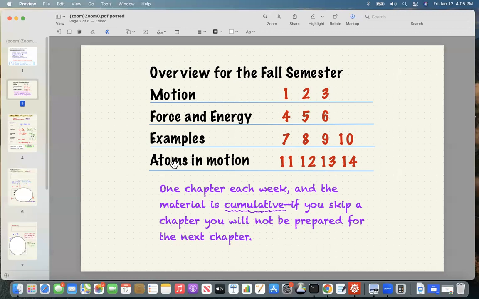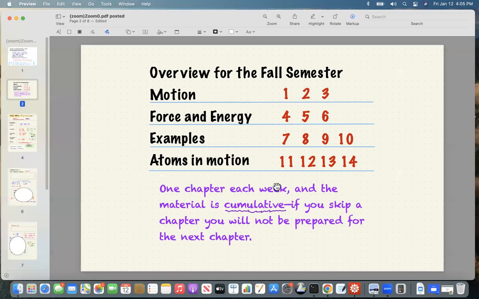Atoms are a bit different because they're so tiny. So we describe the motion of atoms using what's called thermodynamics. And that'll be the last part of the course. That's in, I guess, April.